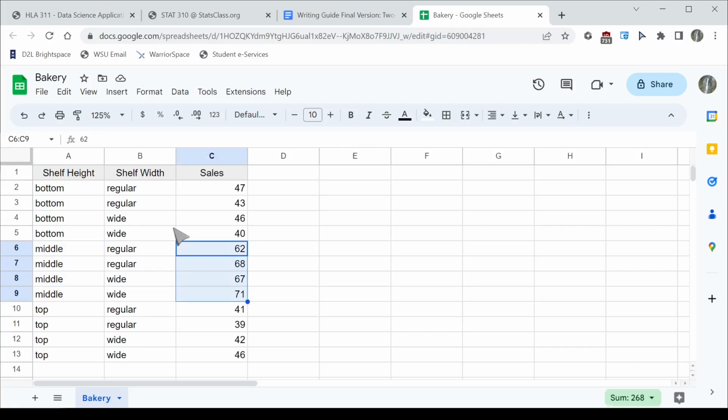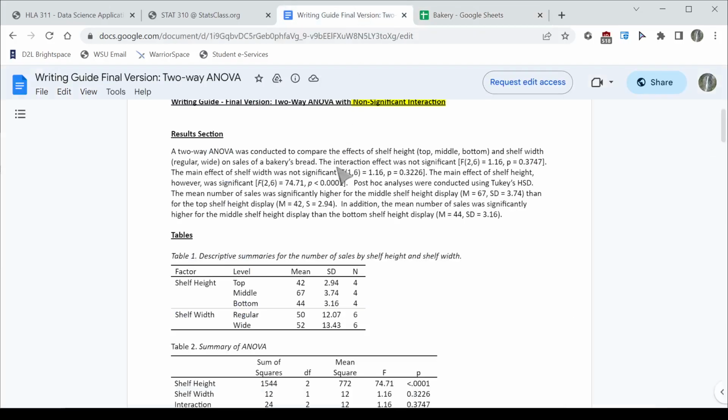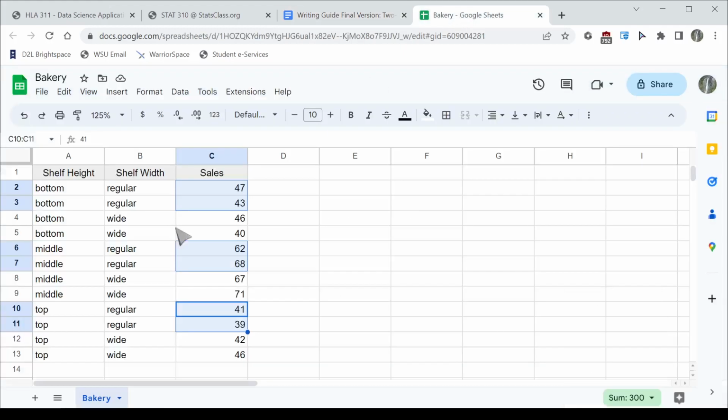Likewise, when I'm doing the shelf width, I would consider the regular shelf widths. And again, I don't have to worry about if they're in the bottom, middle, or top because the interaction term is not significant. So compute the average of these two, and these two here. The average of those 6 is 50. And that should be what is reported here in table number 1 for the regular shelf width, 50. And there's actually 6 numbers going into that average there. And then likewise for the wide width, we would just use these 6 here.